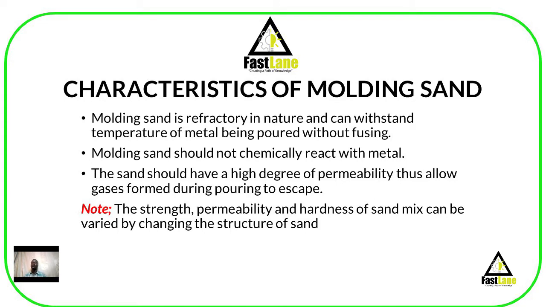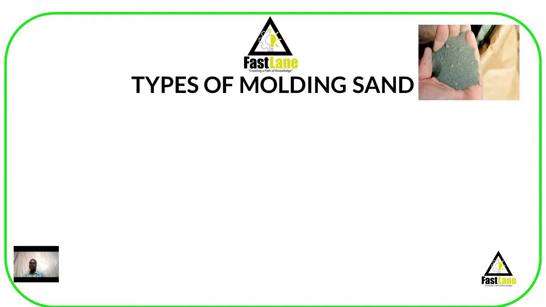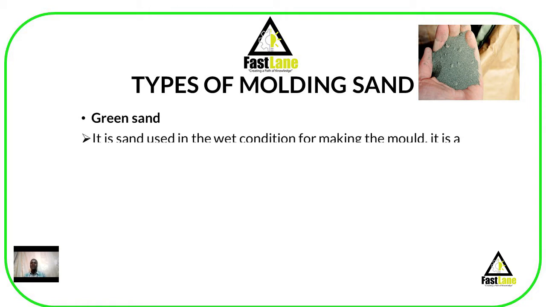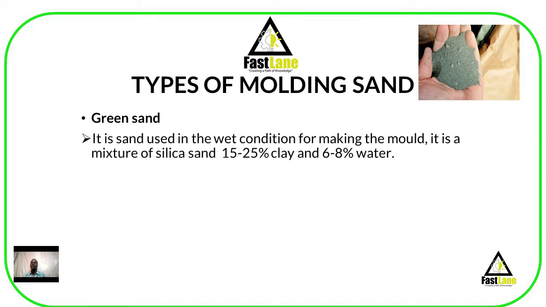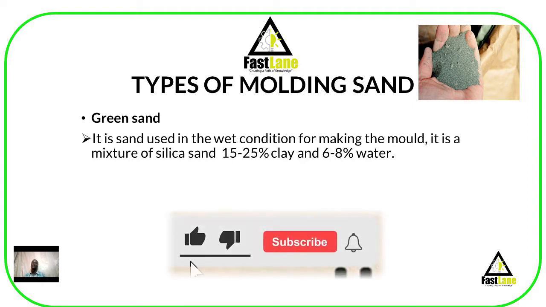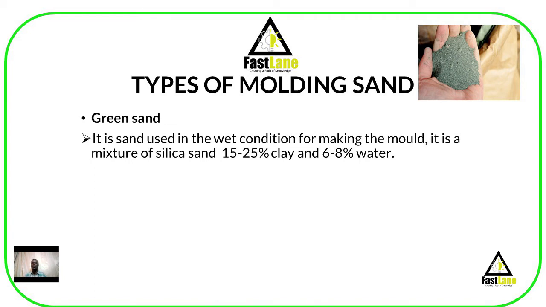But we have what we call the types of molding sand. Like I have said, we have green sand. What is this green sand? Green sand is simply a sand that has been used in its wet condition for making our mold. So it is a mixture of silica sand, around 15 to 25% clay and around 6 to 8% water.